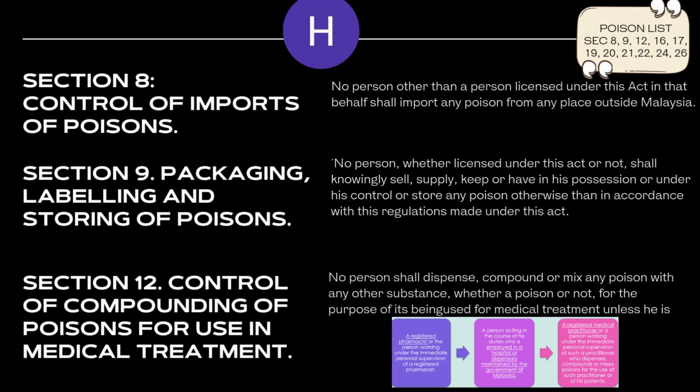Okay, so the third one is section 12. Section 12 mentions the control of compounding poison for use in medical treatment. Under section 12, it is stated that no person shall dispense, compound, or mix any poison with any substance, whether the substance is poison or not, for medical treatment, unless that person is a registered pharmacist, a person employed in a hospital of the government health service in Malaysia, or a registered medical practitioner.